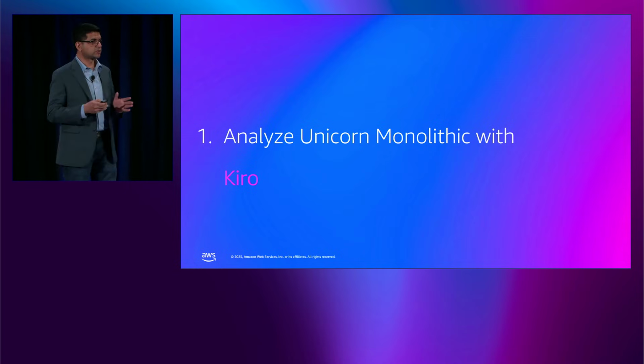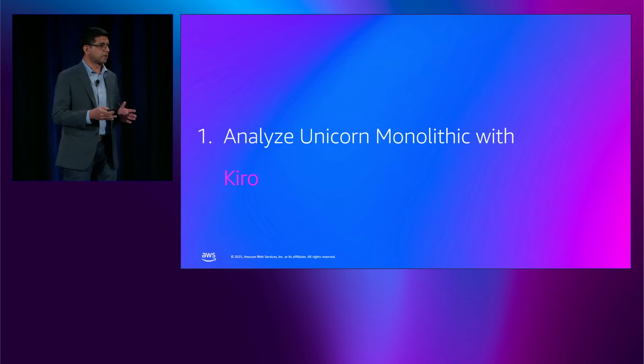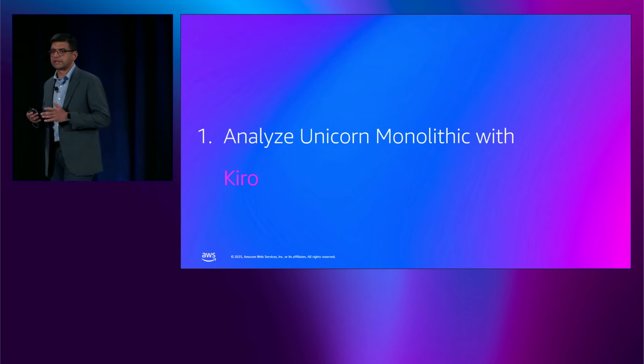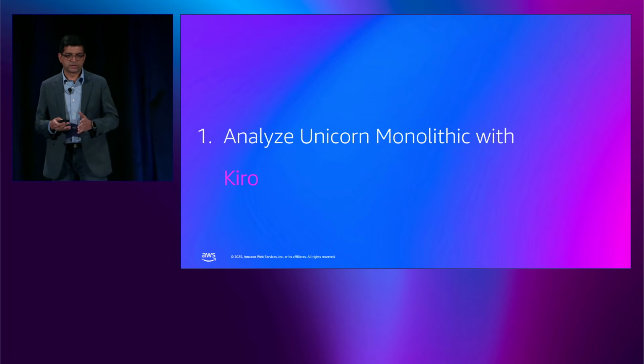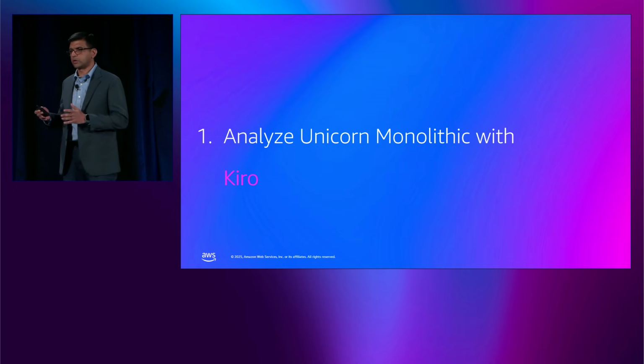All right. Thank you, Anand. So Anand has taken you through the 7-phase approach that we are going to talk about today, as well as the Unicorn e-commerce application. So the next step for us is to use Kiro to actually look at the Unicorn application itself and understand its current architecture.